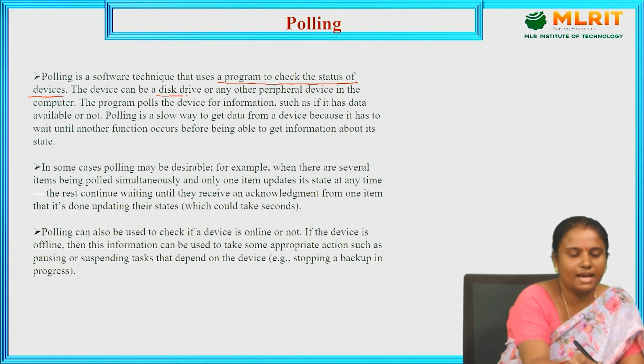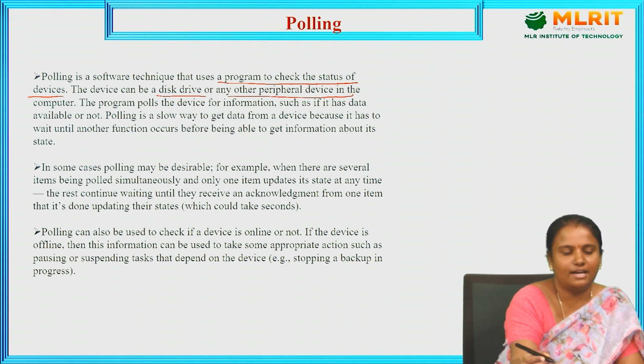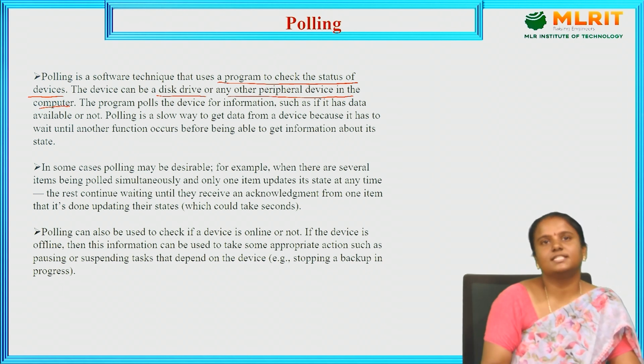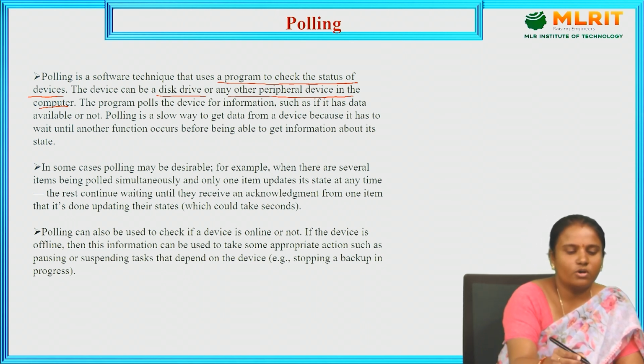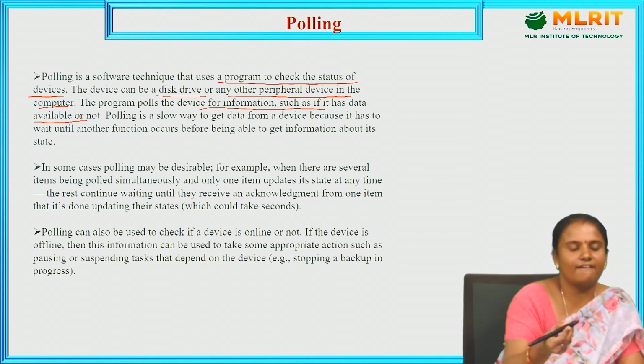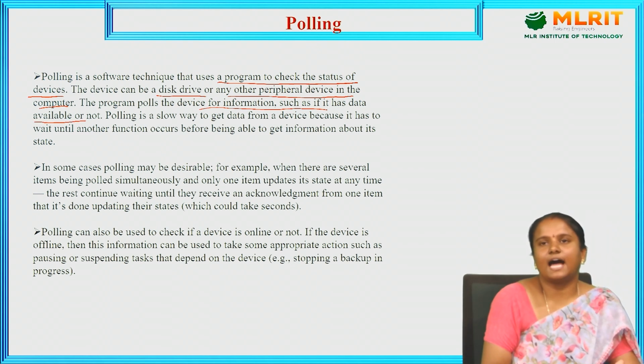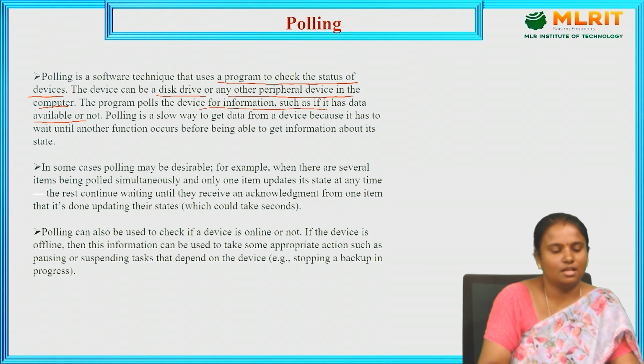This device can be a disk drive or any other peripheral device in the computer. The program polls the device for any information, such as whether data is available or not. When the data is available, the poll reports that the data is present. If the information is not present, it says data is not available.